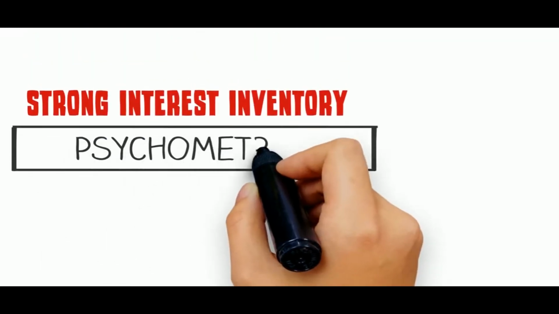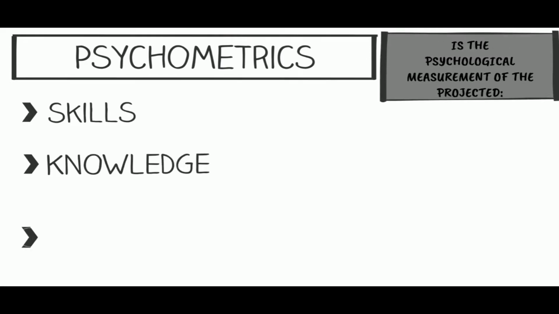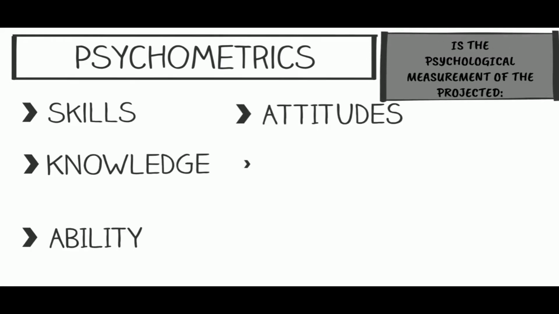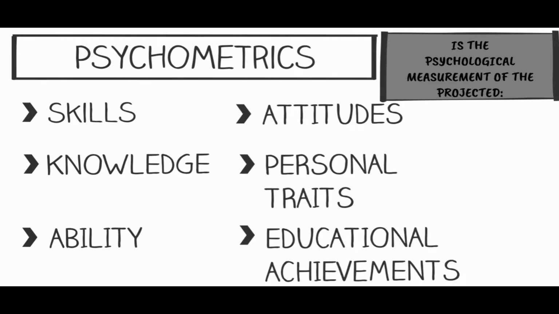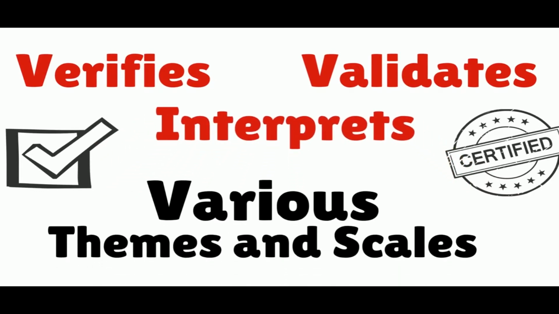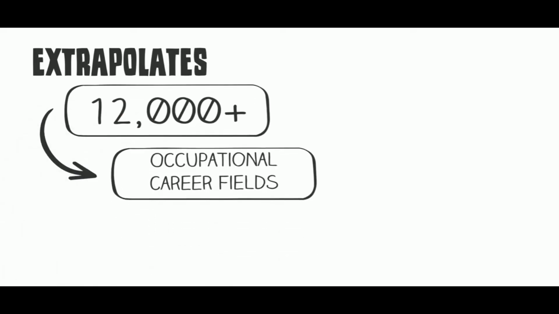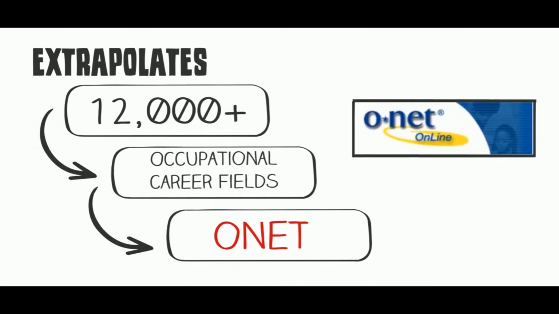The Strong Interest Inventory incorporates psychometrics into its assessments. Psychometrics is a psychological measurement of objective skills, knowledge, ability, attitudes, personal traits, and educational achievement. Through this, it verifies, validates, and interprets various themes and scales. One of the great advantages of the Strong is that it extrapolates from 12,000 plus occupational career fields through the O*NET system.